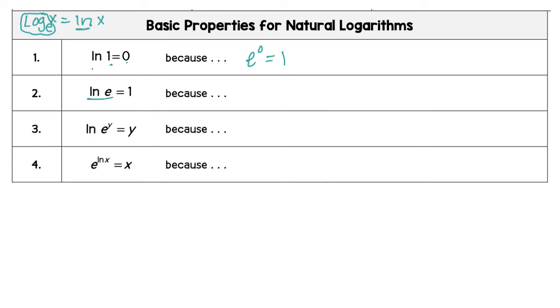So natural log of e is 1, because e raised to the first power is e. Right here, that again is because e to the natural log of y is equal to y, because your base down here would be e. So e raised to the ln y equals y. And natural log of e to the x is going to equal x. On that one, I always think of it as those two just cancel each other out. That's a little bit easier to remember.